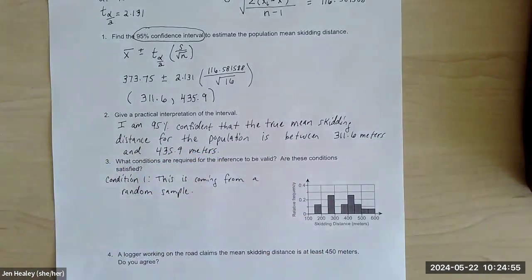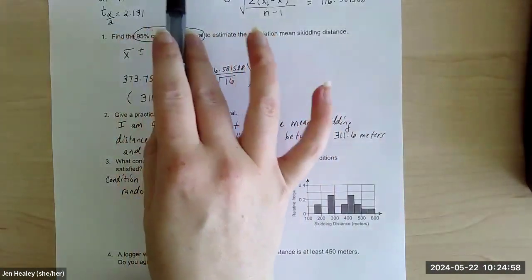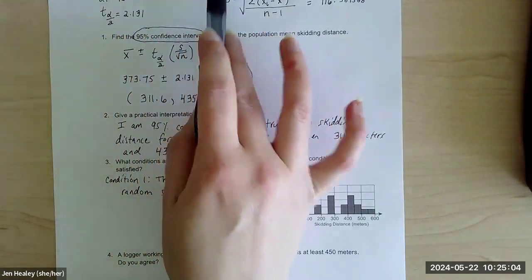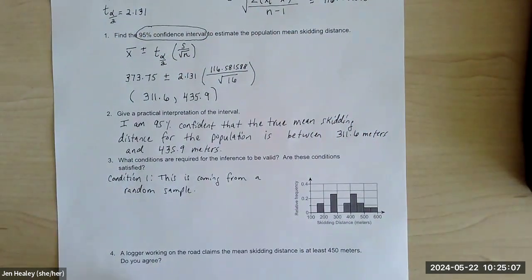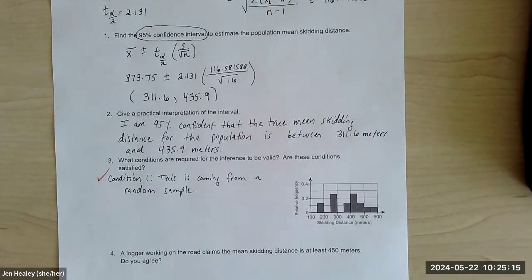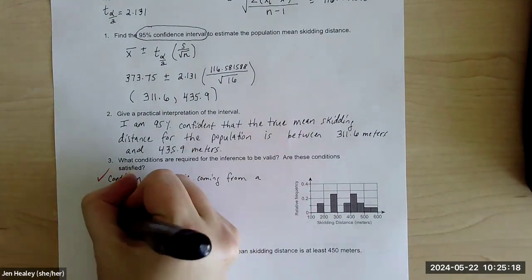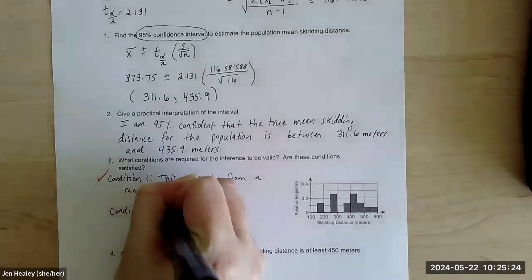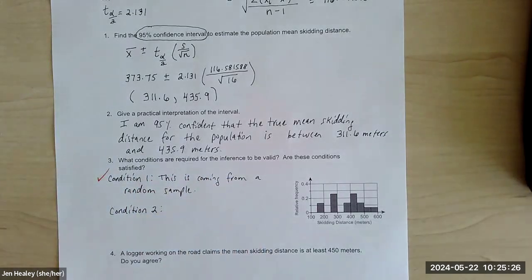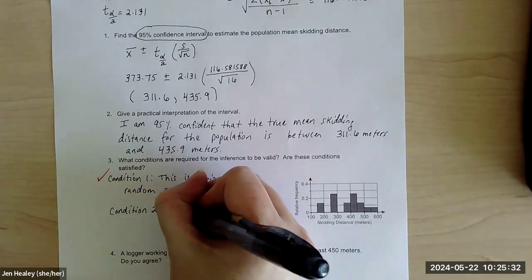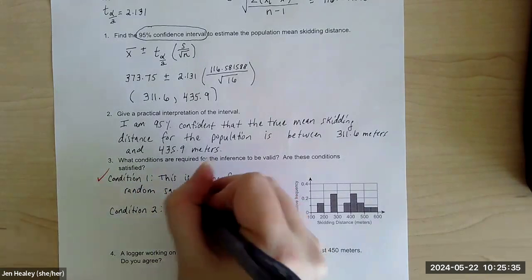Now, the good news is in this problem, it actually says that these things were measured at randomly selected road sites. So it is random. So that one I can go ahead and say, check, we've met that condition. Condition 1 is satisfied. Okay. Condition 2. Because this is a small sample and I'm having to use the t-test, I'm assuming that this is coming from a distribution of a population that's approximately normal.